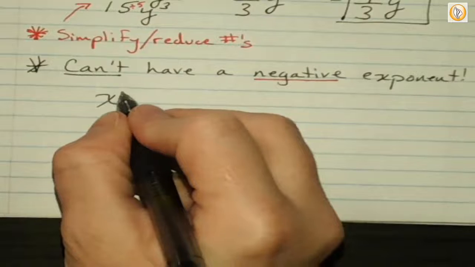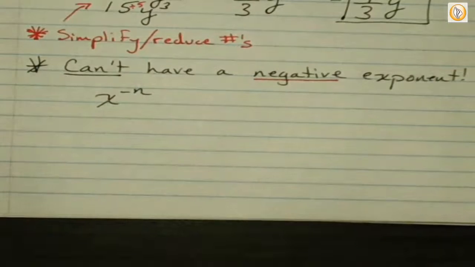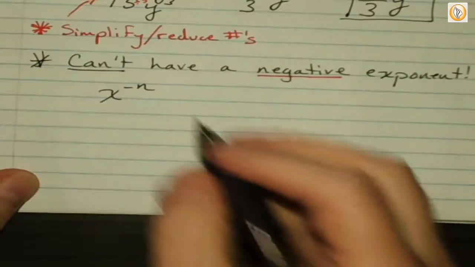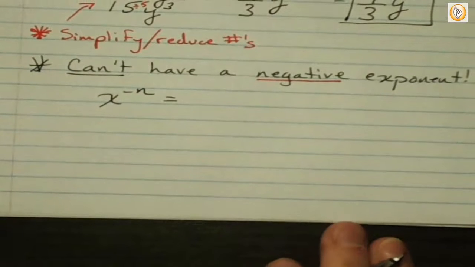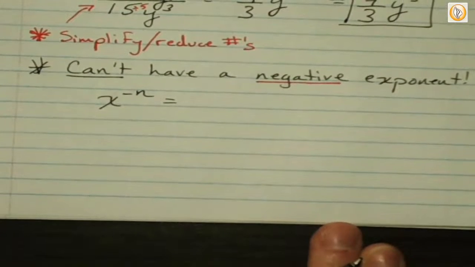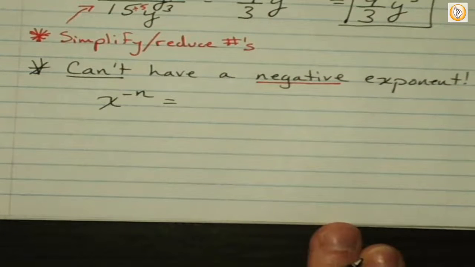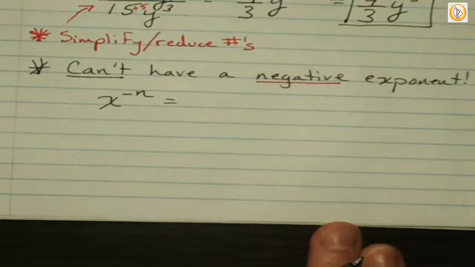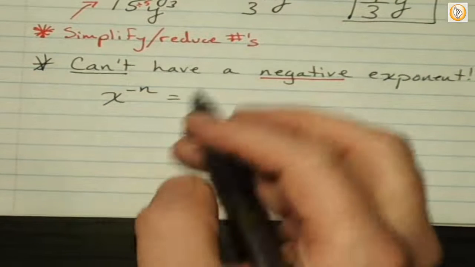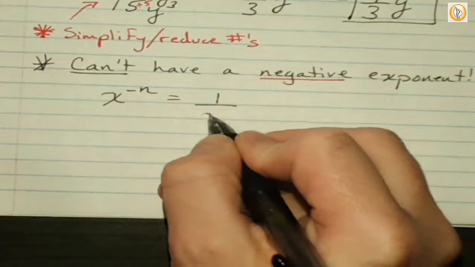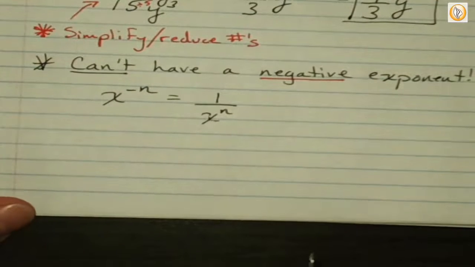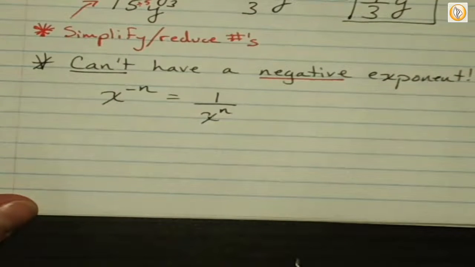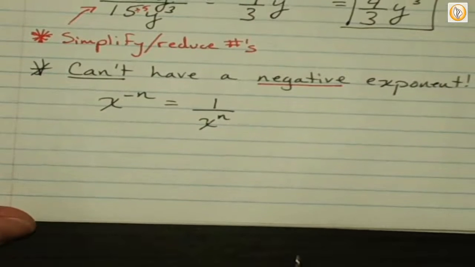Or pay attention. So if I have x to the negative n power, raise your hand if you can remember how to make that positive. Aiden? You should put it to the bottom. That's right. We move this to the bottom. There you go. All you do is move it to the bottom.